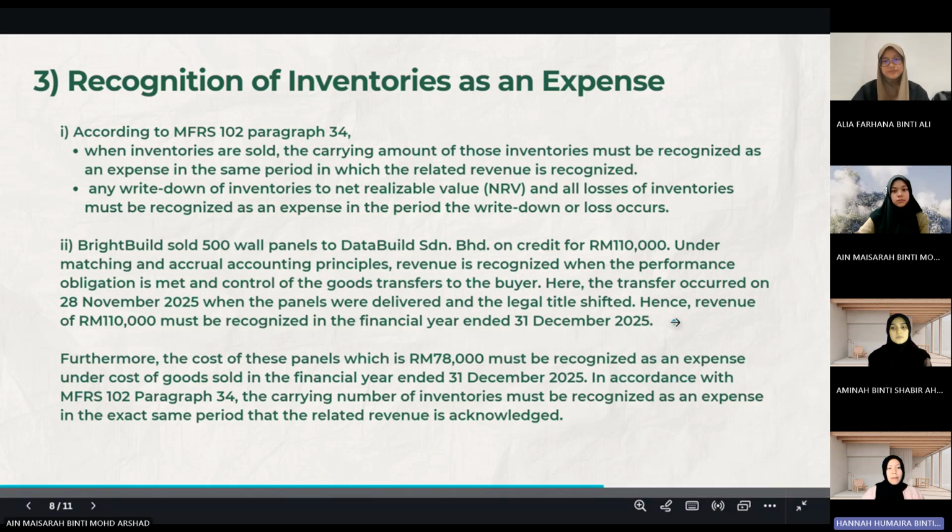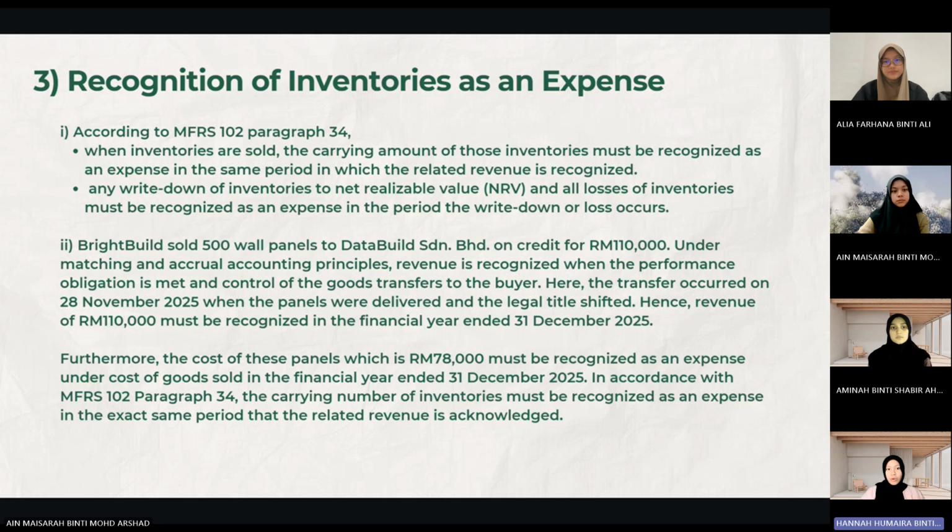For the second question, Bright Build sold 500 wall panels to Data Builds in Overhead on credit for 110,000 ringgit. Under matching and accrual accounting principles, revenue is recognized when the performance obligation is met and control of the goods transfers to the buyer. In this case, the transfer occurred on 28 November 2025 when the panels were delivered and the title shifted. Hence, revenue of 110,000 ringgit must be recognized in the financial year ended 31st December 2025.